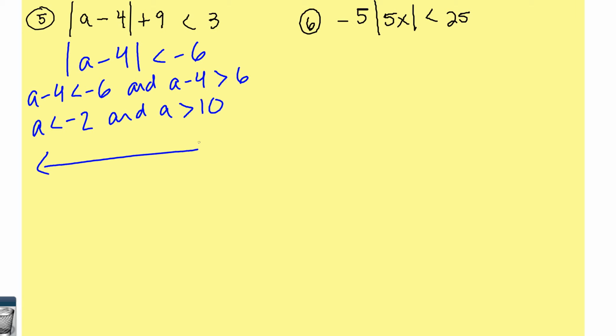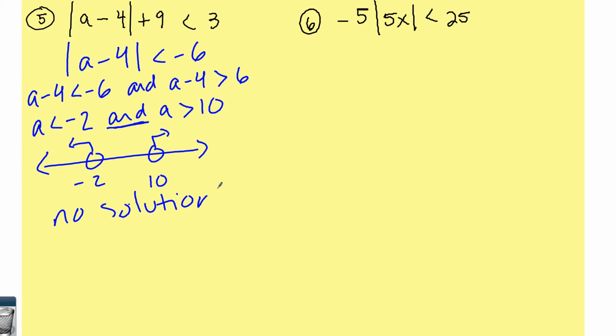There we have it. Now we shade. We know we need negative 2 and 10, so less than negative 2 and bigger than 10. Uh-oh, and is overlap. Nowhere are these arrows going to overlap. So this is somehow no solution.